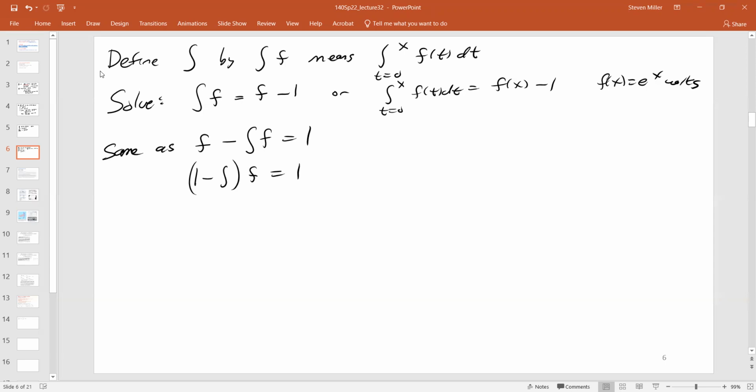If you had 3x equals 5, how would you solve for x? Divide by 3, or multiply by 3 inverse. If you had 7x equals 5, what would you do? So let's multiply by 1 minus integral inverse on both sides.